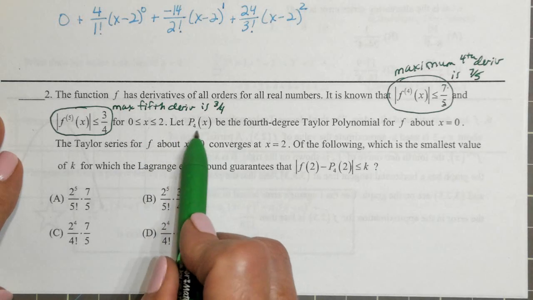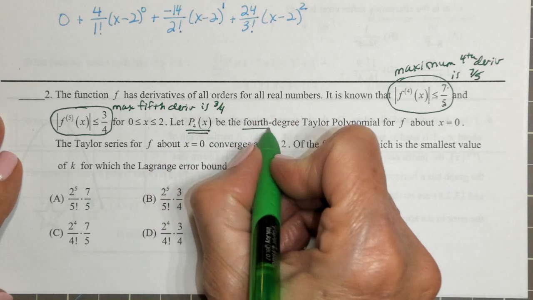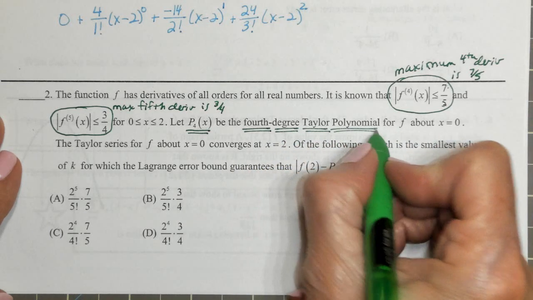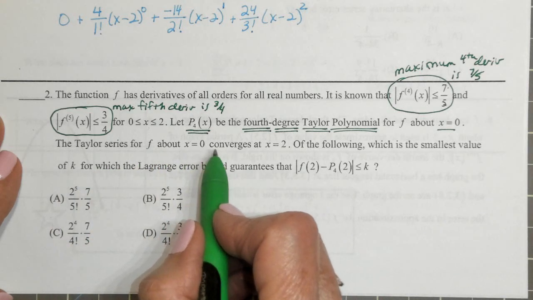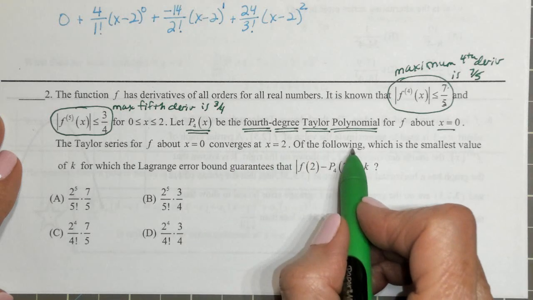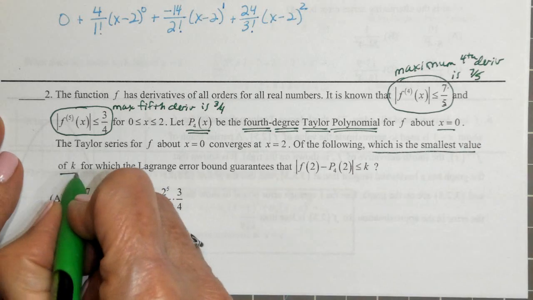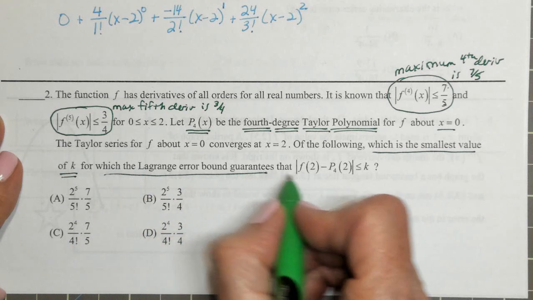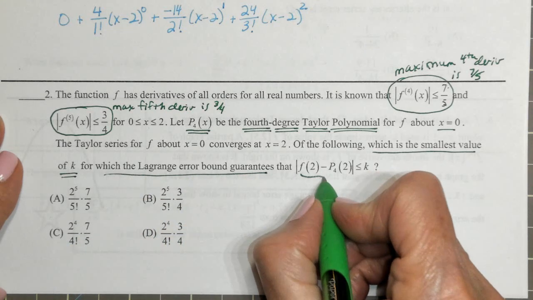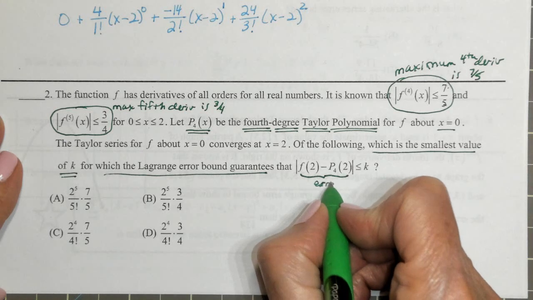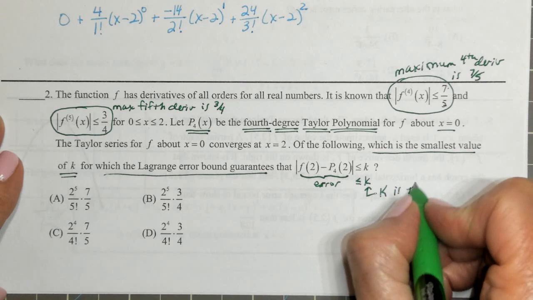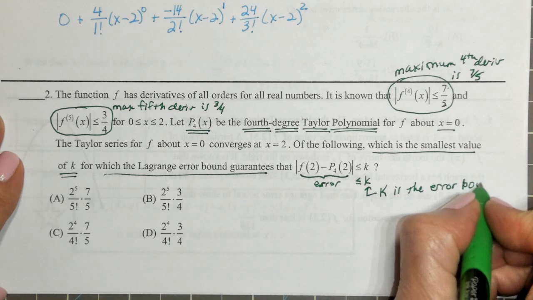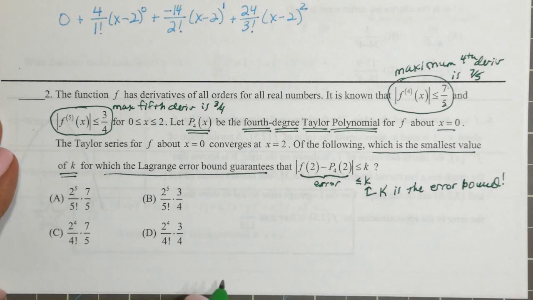Let p sub 4 be the fourth degree Taylor polynomial for f about x equals 0. The Taylor series for f about x equals 0 converges at x equals 2. Of the following, which is the smallest value of k for which the Lagrange error bound guarantees that the error is less than or equal to k? So k is the error bound. Essentially, they are saying, what is the Lagrange error bound?